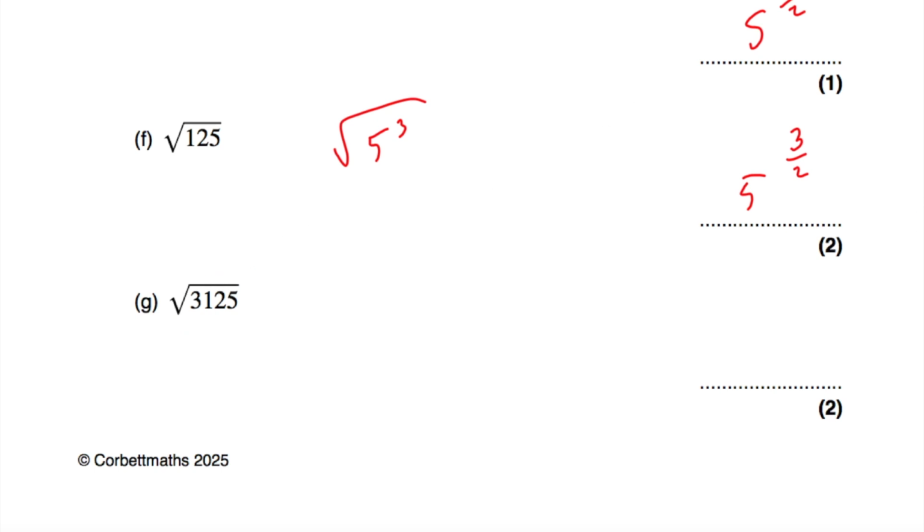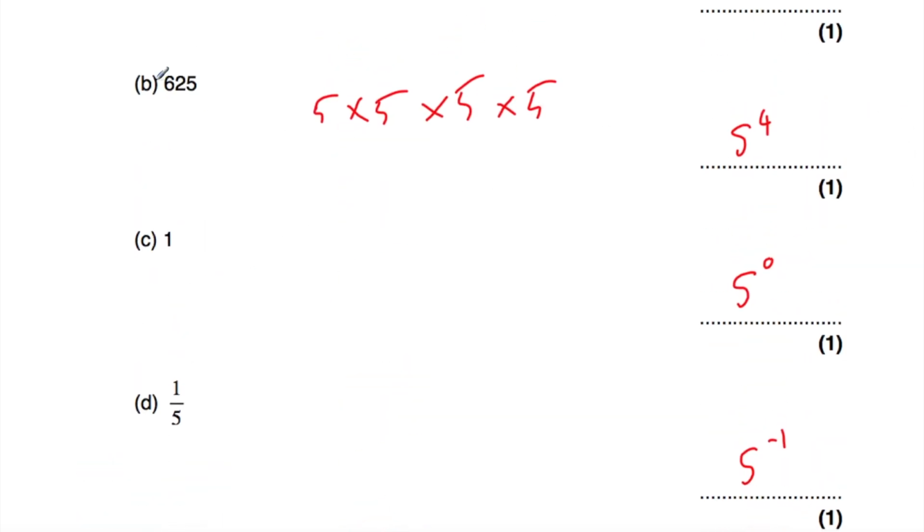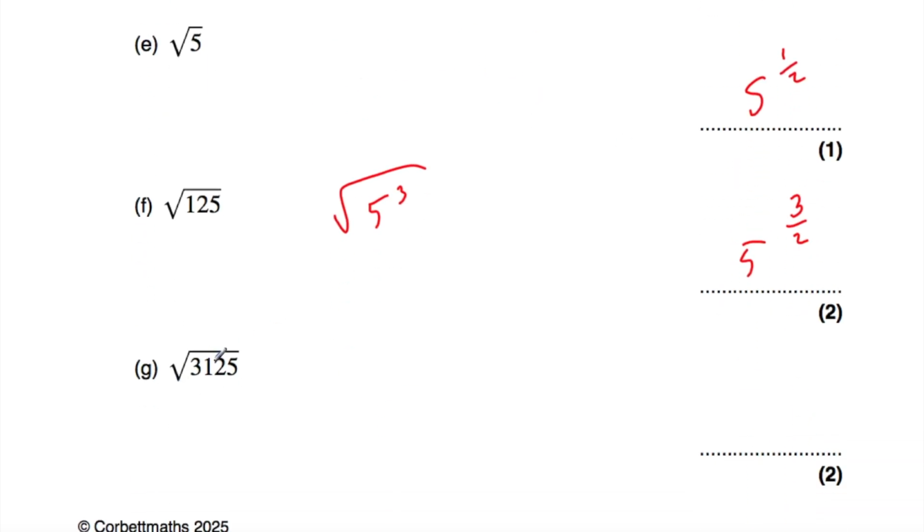Okay, our next one, g, the square root of 3,125. Now earlier on we had that 625 was equal to 5 to the power of 4. And if we times that by 5, we get 3,125. So that must be 5 to the power of 5. So we've got the square root of 5 to the power of 5. So because we've got the square root, we're going to do a 2 on the denominator. And then we've got to the power of 5, so we're going to put a 5 on the numerator. So that means the square root of 3,125 as a power of 5 would be 5 to the power of 5 over 2. And try it out on your calculator and check it, and you'll see that that's the case. Okay, let's look at our next question.